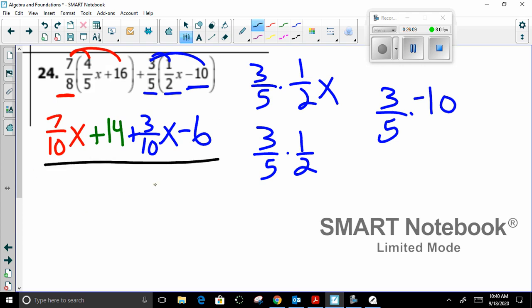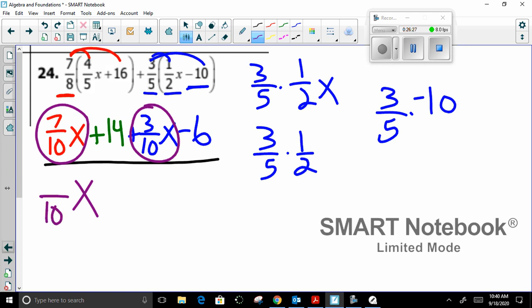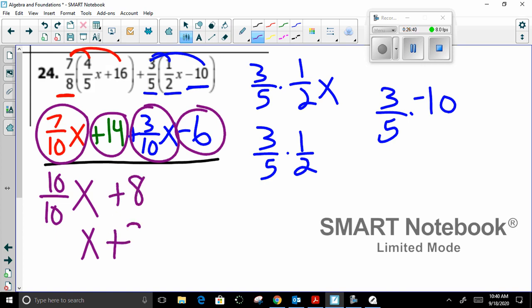Look what you're left with. Do you have any like terms? You do. This x goes with this x. Keep the x. 7/10 plus 3/10. When you're adding fractions, you keep the like denominator, add the numerator. 7 plus 3 is 10. And 10 divided by 10 is just 1, so really that's just x. Constant numbers go together, so 14 minus 6 is positive 8. So your answer is x plus 8. If you put a 1 in front of that x, you're totally fine.